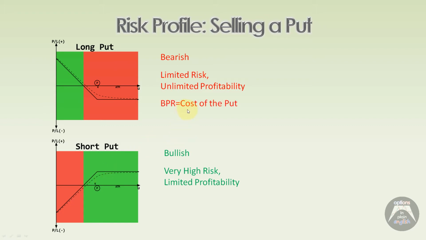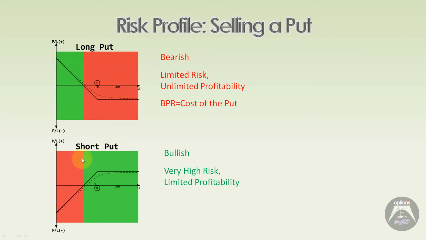Now, the cost of the put is the buying power reduction in our account. In order for us to put this on, you would have to pay for the put, and that would be your only cost. Now, that put could go very high, or it could stay here and be a loss, but it's a limited loss. It doesn't matter how high it goes, you can only lose what you put in.